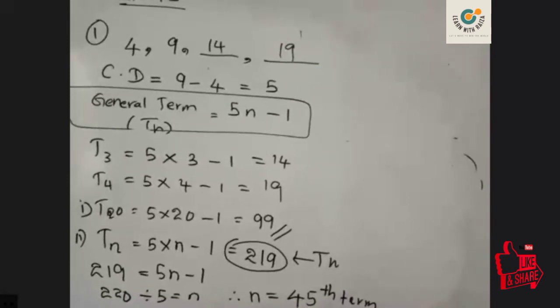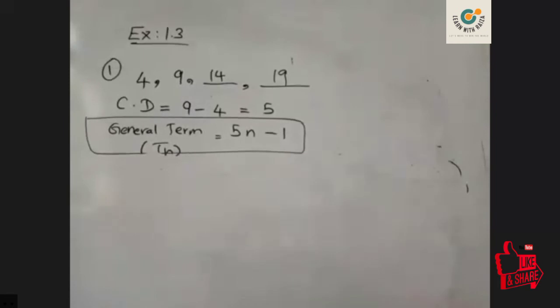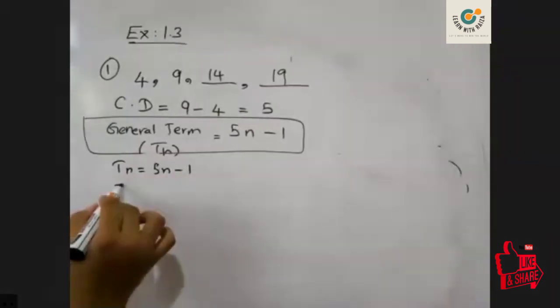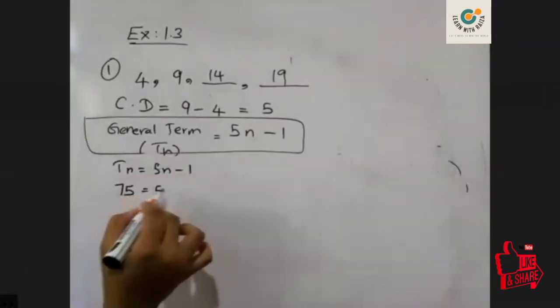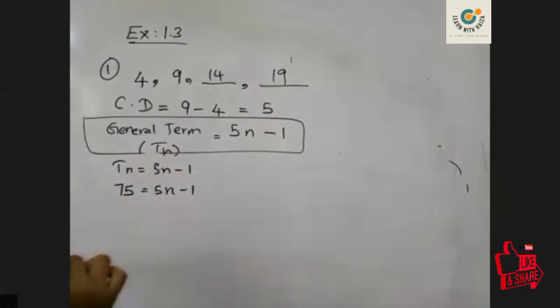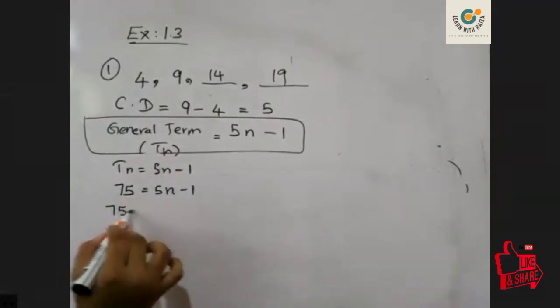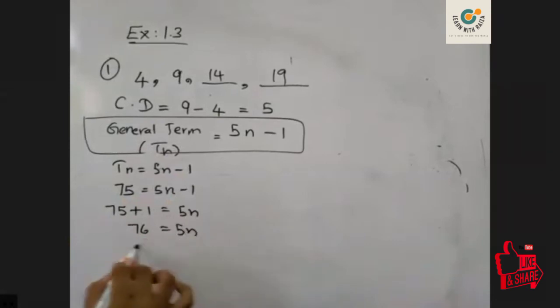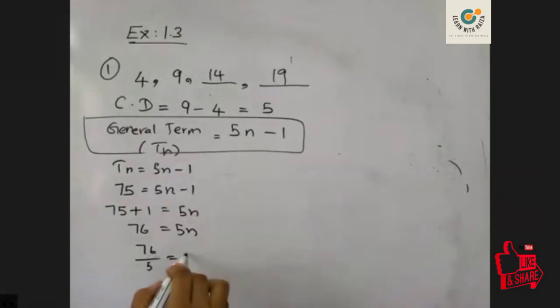Now for part 3, they are saying that if you make a pattern using 75 matchsticks, one matchstick will remain. Let's see this. Tn equals 5n minus 1. 75 matchsticks, 5n we don't know. 5n minus 1 equals 75, so 75 plus 1 equals 5n. 76 equals 5n. 76 divided by 5 equals, what is the answer?